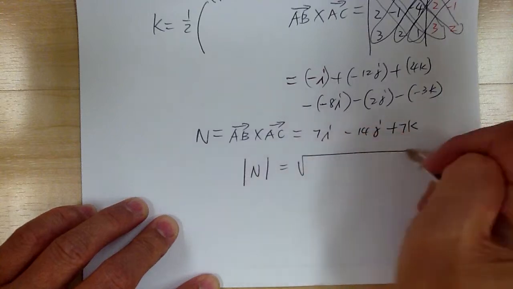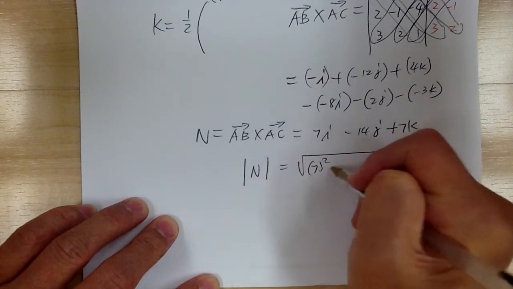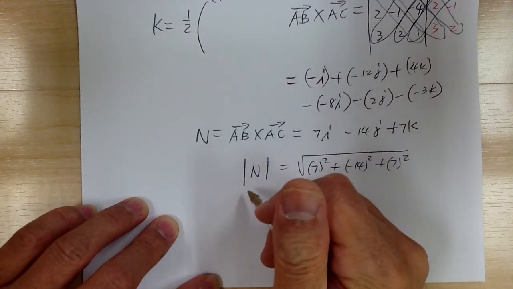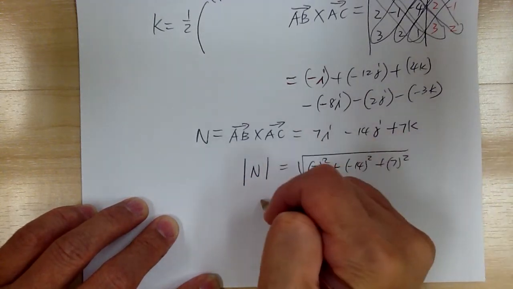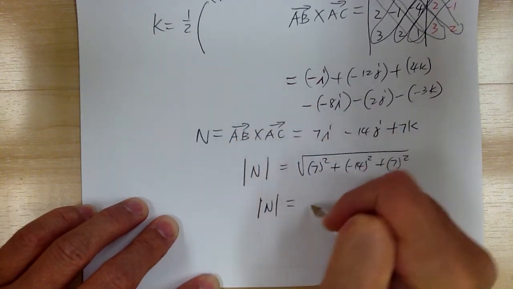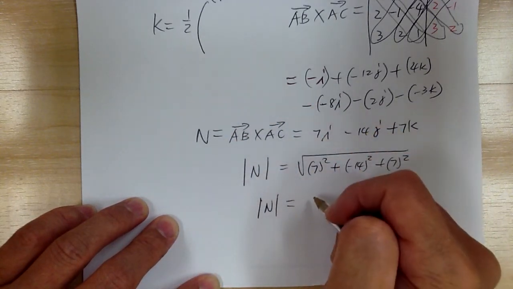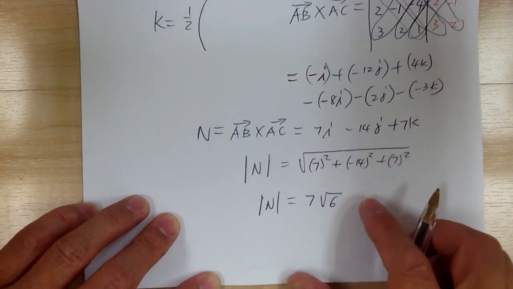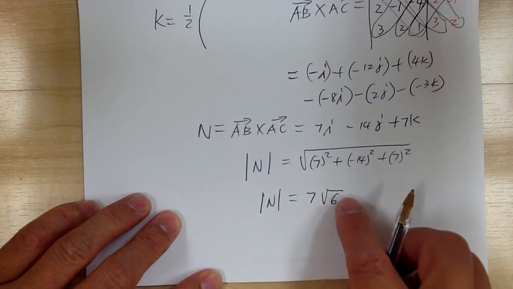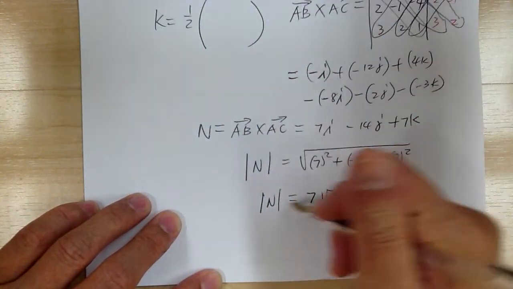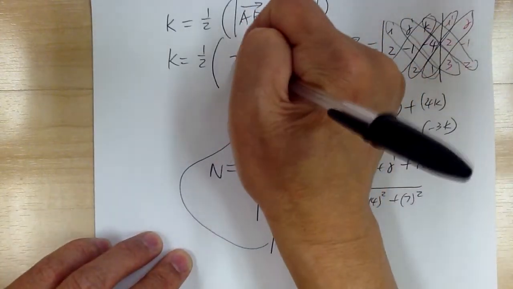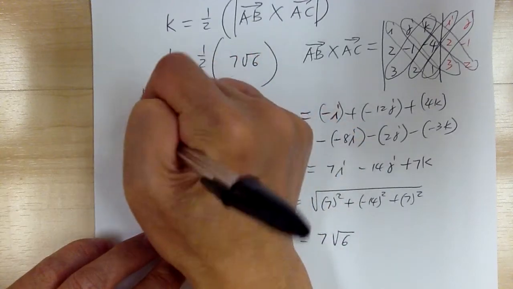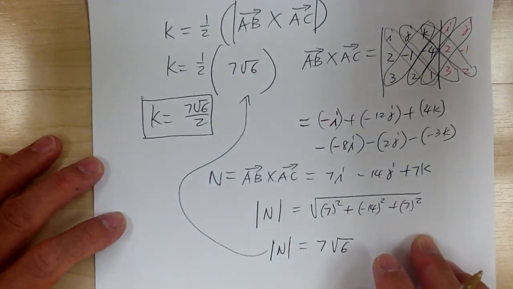The absolute value. So this will equal to square root of 7 squared plus -14 squared plus 7 squared. And then you work it out. So the length of the normal, or the cross product, is equal to 7 square root of 6. So you have to simplify that. Once you did that, you can put it back in here, right? So you got 7 square root of 6. So the area equal to 7 square root of 6 over 2. Okay, so that would be the area of the triangle.